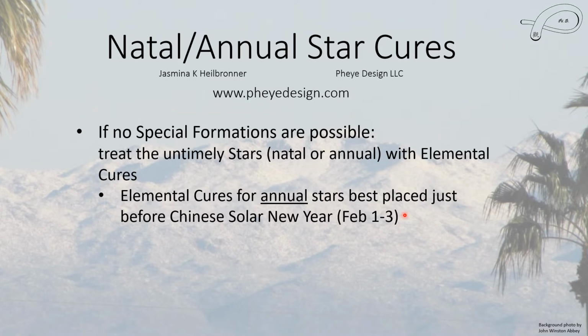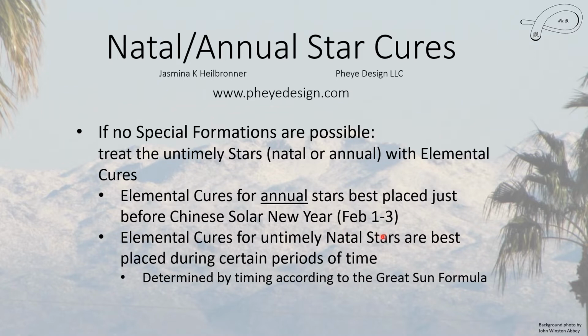Basically, in the last 3-4 days of the Chinese New Year, that's the time to put an elemental cure for an annual star. If it is in your natal star chart, the best time to do it is determined by looking at something called the Great Sun Formula, and it has some dates associated with it.